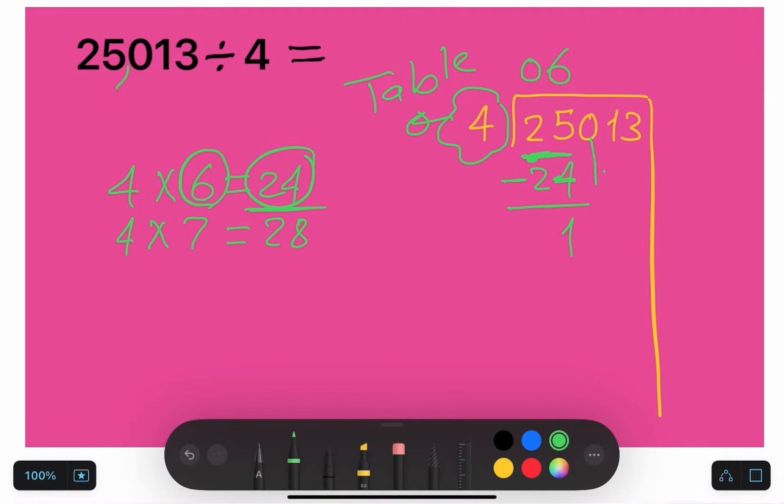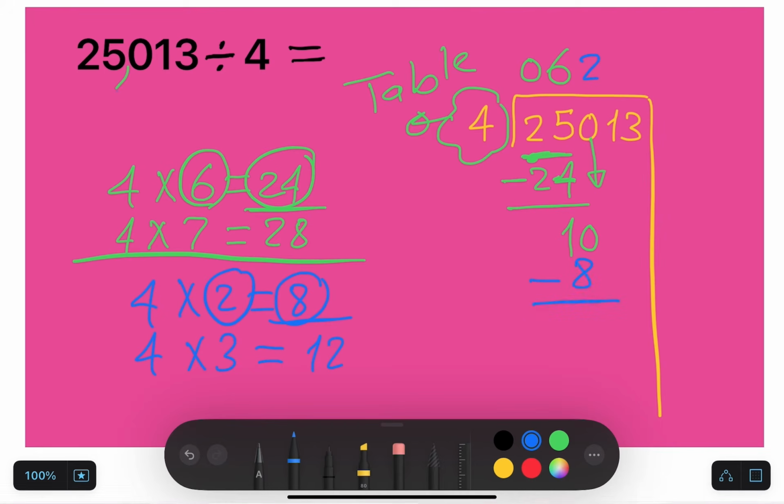Subtract. We have 1. Drop 1 digit. We have 10. Check 10 is greater than 4. Search about 10 in table 4. We have 4 times 2 is 8, and 4 times 3 is 12. 10 is between 8 and 12. Take the smallest. Write 2 up, minus 8 down.